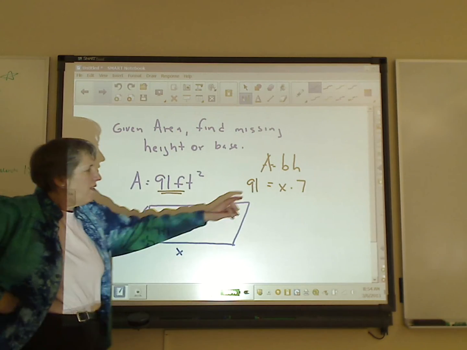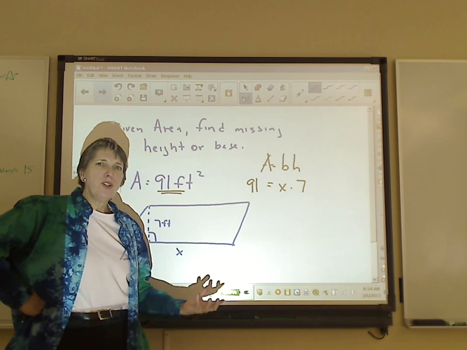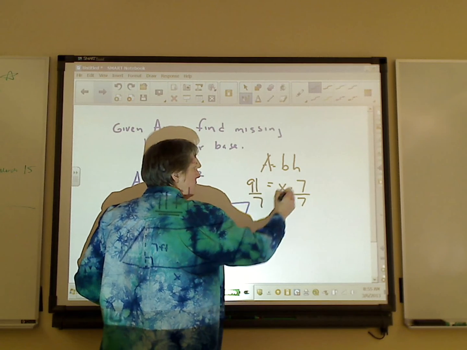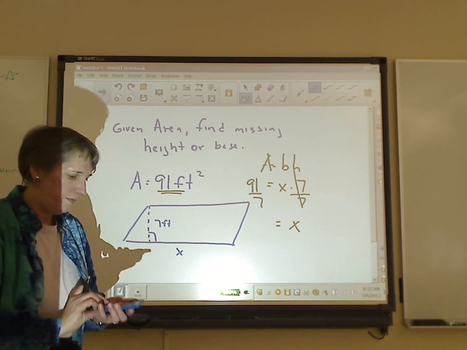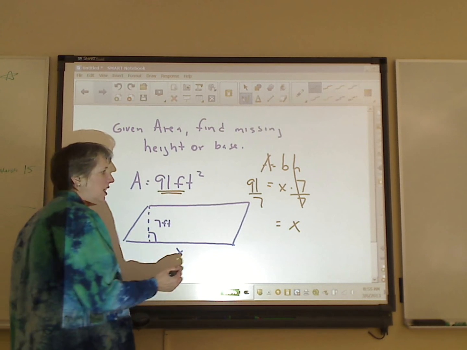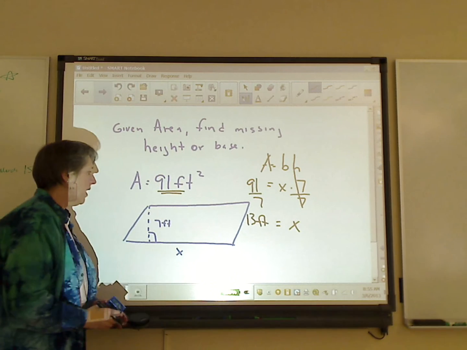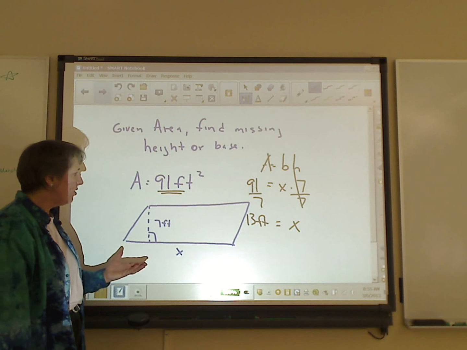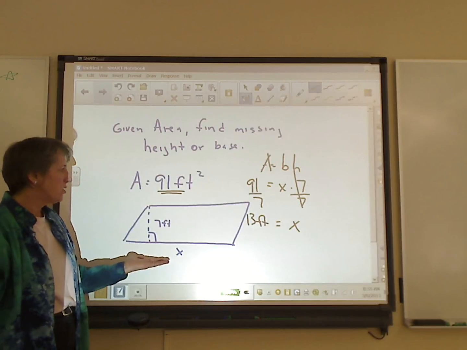All right. If I multiply x times 7 to get 91, how do I undo that? I divide both sides by 7. Remember, show a fraction. And then we get x equals, let me get my calculator. And we say 91 divided by 7 is 13. So 13 feet is my base. You got that? That's all you do. So you divide both sides by 7, and now we know that the base is 13 feet.